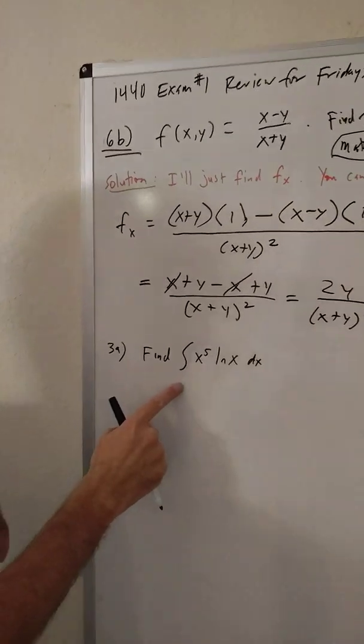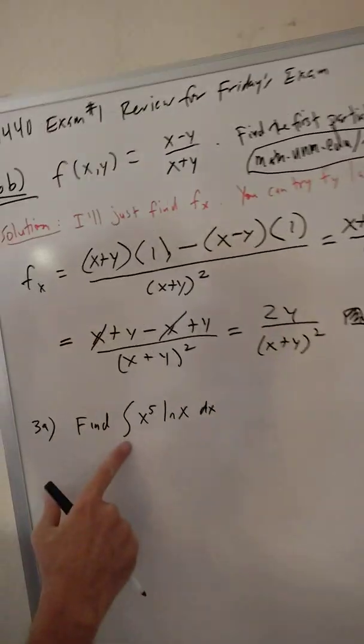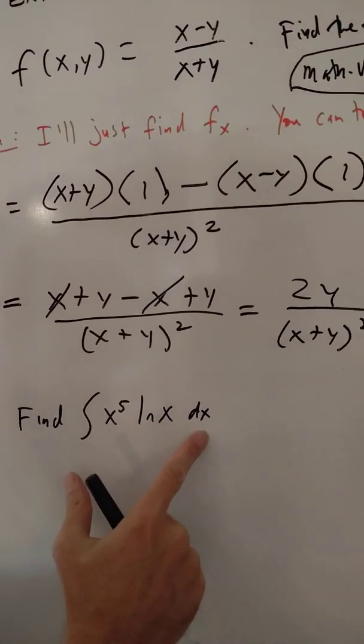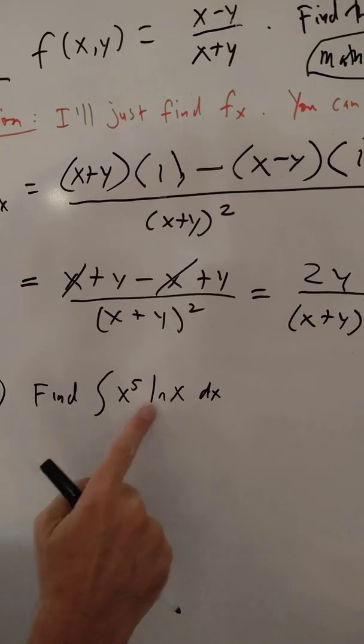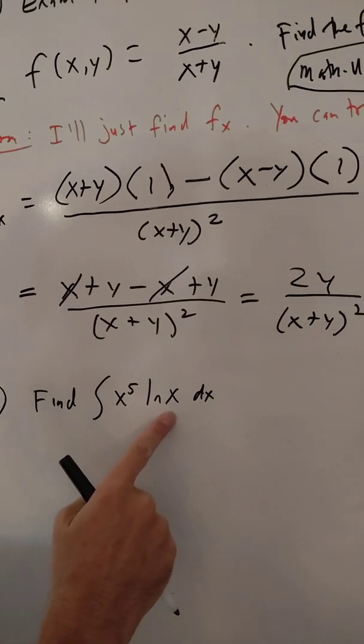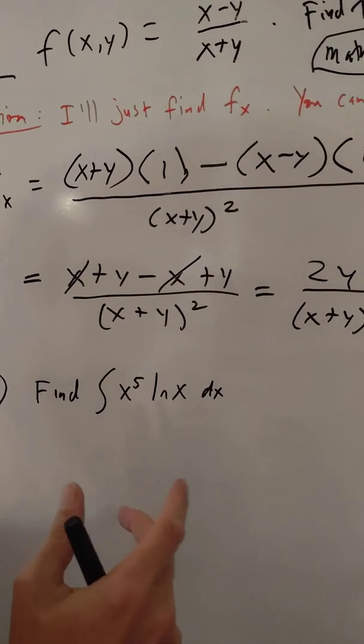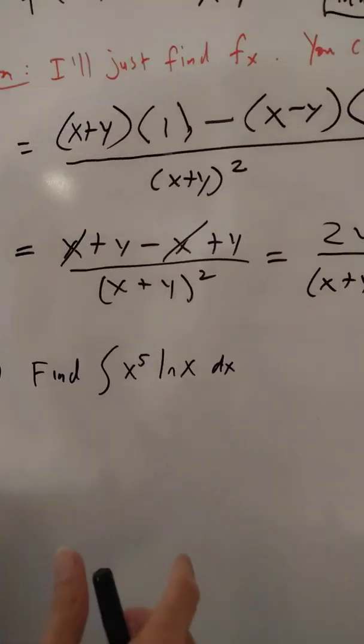Okay, and then here's my last problem for today. We want to find the indefinite integral of x to the 5th times the natural log of x dx. So typically when you see x factors with ln or e, we're going to do integration by parts. Not always though, not always. There was a problem in the homework where you actually had to do a u substitution.